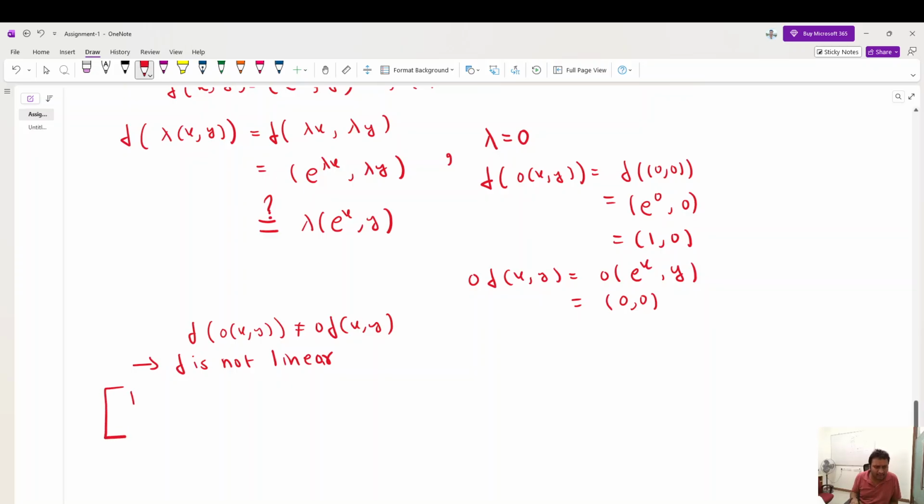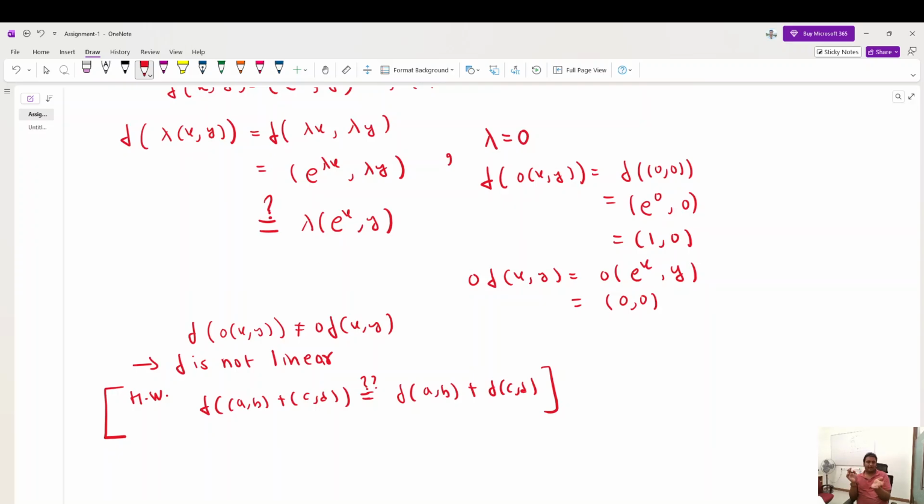I want to give a homework. Please try to check this: if I take 2 points (a, b) in R2, what about the addition property? The question mark above the equality means I'm asking you if this is true or not. If it is true, you go to the next property to see if that is true or not. If any property is false, then from there also you can conclude that this function is not linear.